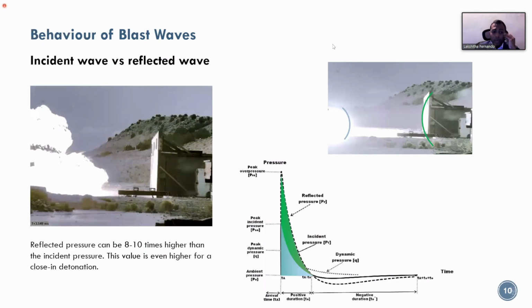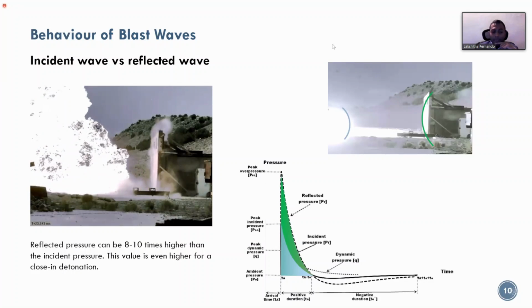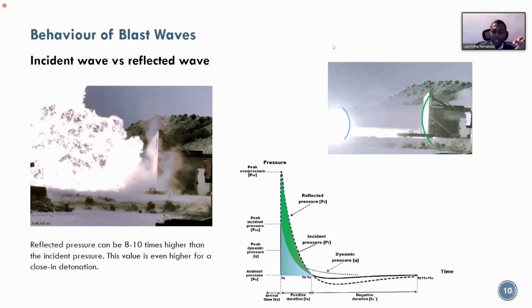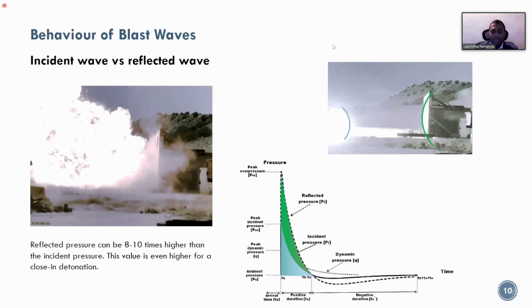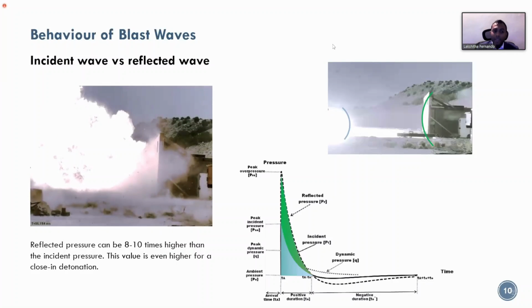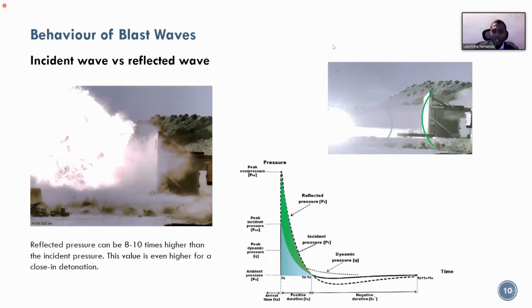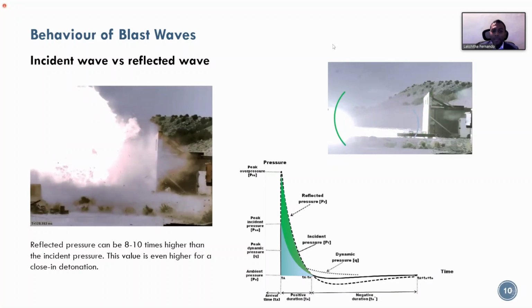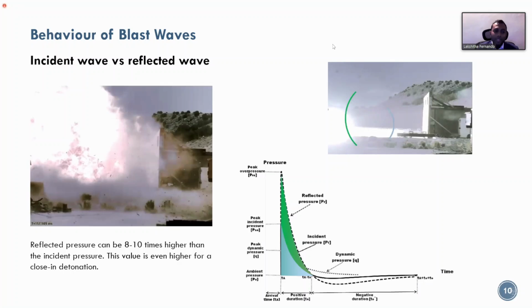Now, to add to the complication of that initial rise in pressure, what we have is a blast wave. I told you earlier that when there's a blast, we can think of it as a wave propagation event. When there are waves, you will always have reflections, right? If you look at the animation running on the right, the blue line hits the barrier, and the green line is what reflects.